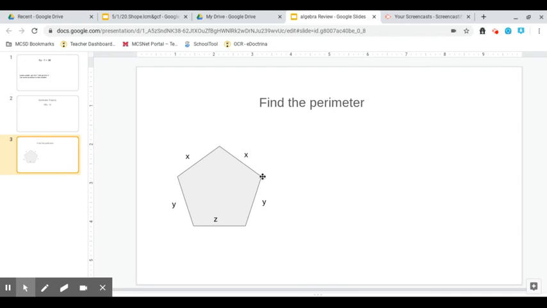Okay, now our final problem of the day. Find the perimeter. Well, to get the perimeter of any shape, you have to add up all the sides. But there are no side lengths. We have x's and y's and z's. So we have to add them up.